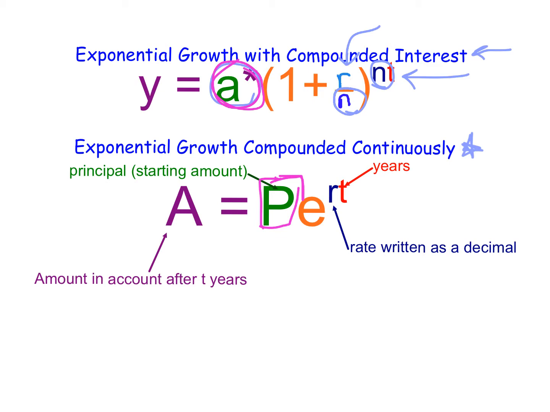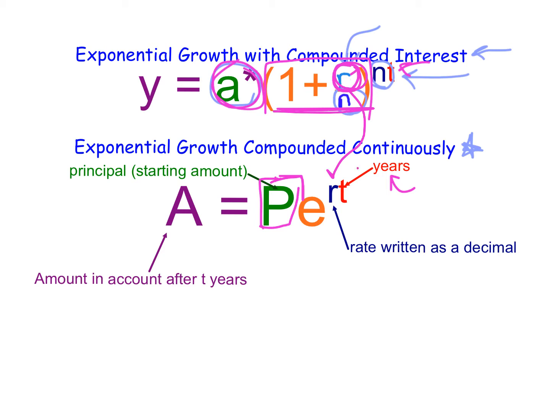You then have your rate written as a decimal, which is the exact same rate you're using up here. It's an annual interest rate that you turn into a decimal so that you can use it in mathematics. Your T value here is still your number of years, so that part hasn't changed either. The only big difference is this part with your rate right here. You'll notice that instead of being inside the parentheses, your rate is now up in your exponent.